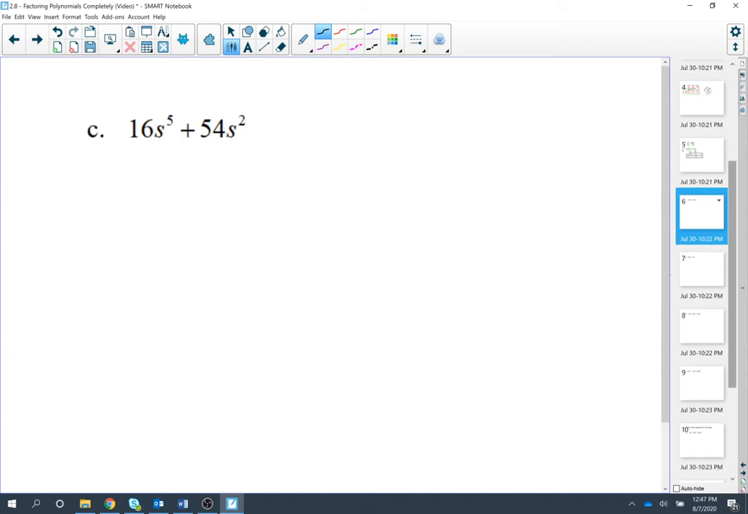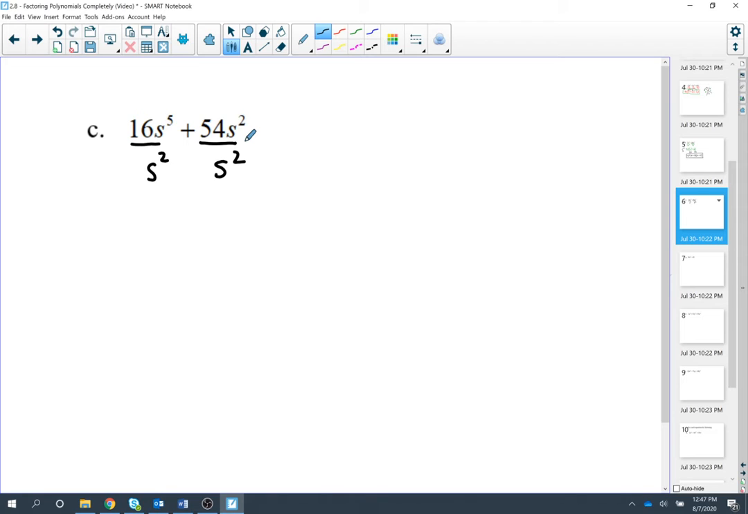Moving on to letter C, 16s to the fifth plus 54s squared. Okay, so I'm looking at this one. This is positive. I definitely know I could get some s's out of here, so I know I can get an s squared. Now, between a 16 and a 54, I know there is a GCF. I'm just curious how big it is.